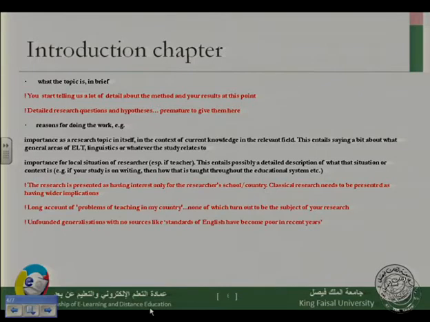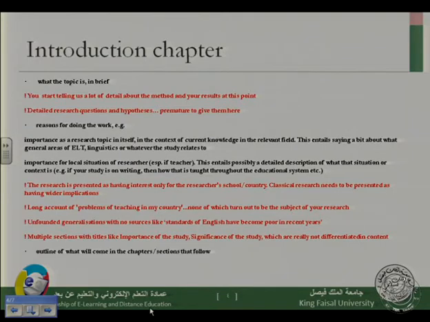Another mistake is unfounded generalizations with no sources, like standards of English have become poor in recent years. Yes, avoid these general statements unless you have proof of them. Also avoid multiple sections with titles like importance of the study and significance of the study, which are not different in content, because the importance of the study and the significance of the study are almost the same.